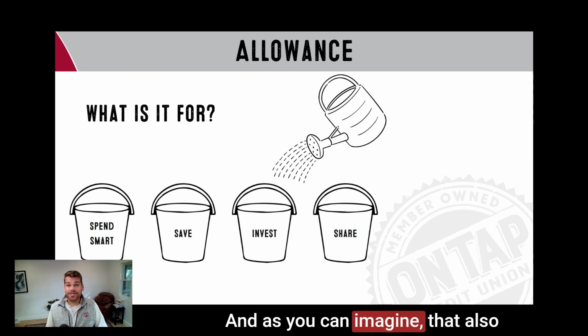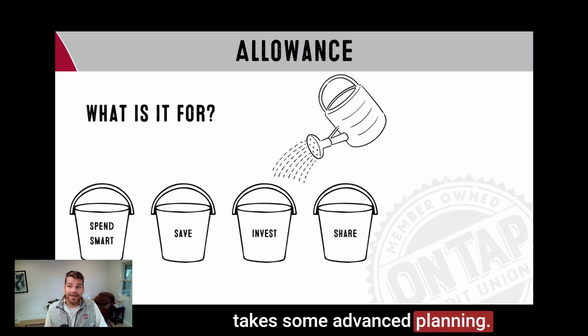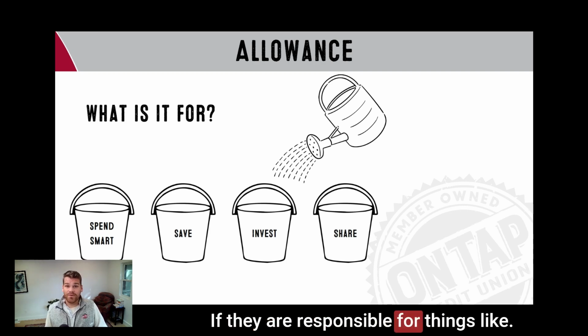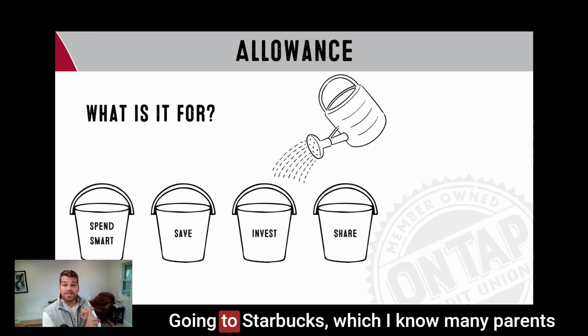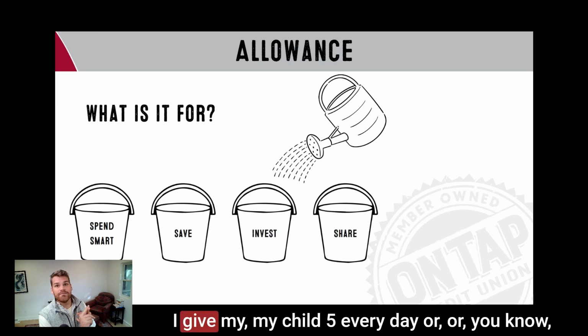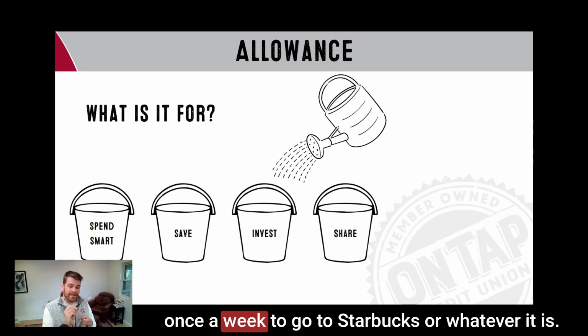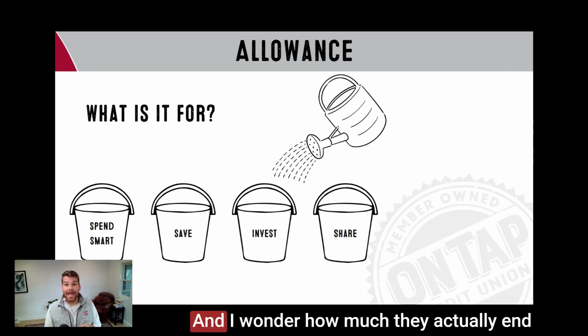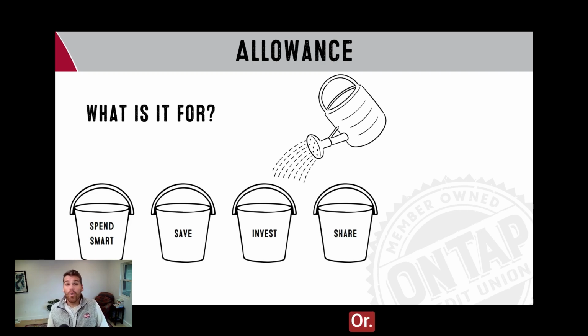And as you can imagine, that also takes some advanced planning if they are responsible for things like going to Starbucks, which I know many parents who are like, oh my goodness, I give my child $5 every day or once a week to go to Starbucks or whatever it is. And I wonder how much they actually end up spending there by the end of the month.